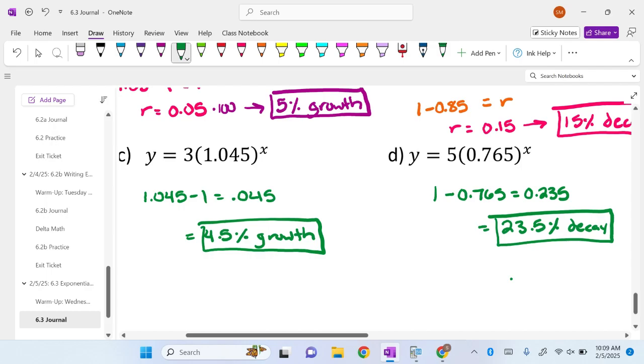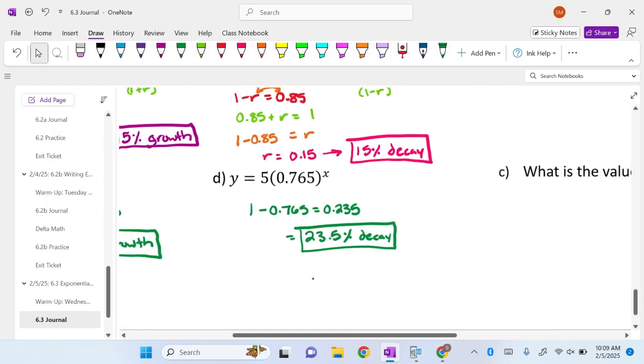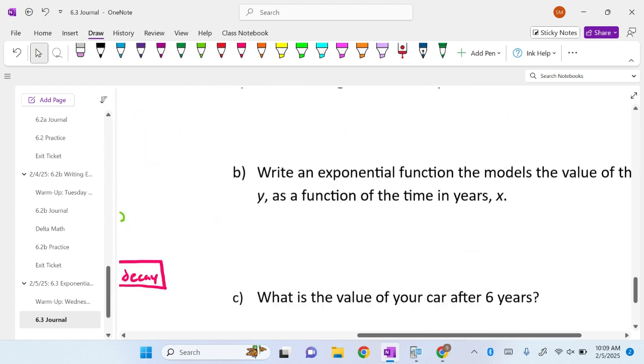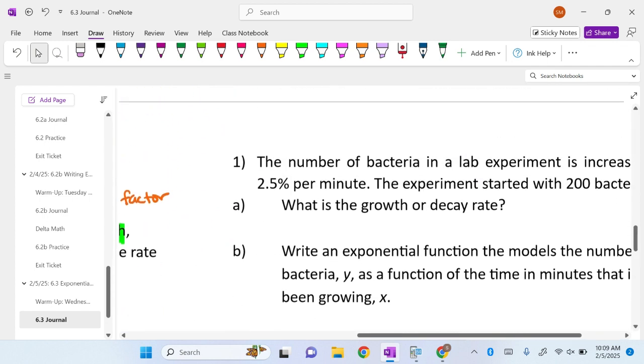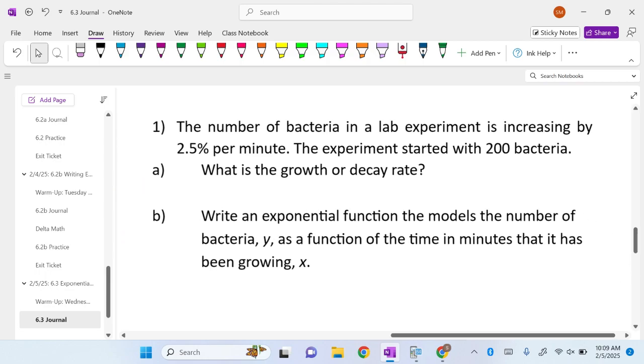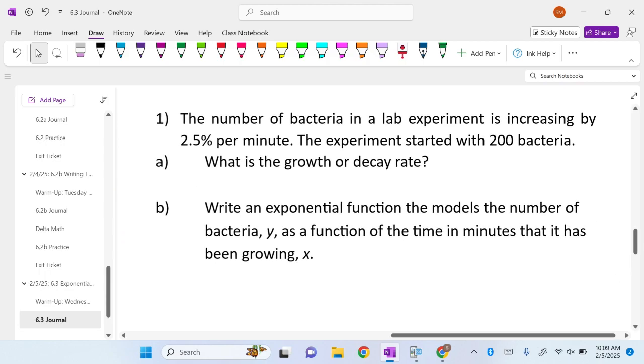All right. So now the next thing we're going to do is actually look at some actual exponential growth and decay word problems. So we're basically going to take the skills that we just did from the previous two and put them in terms of the word problems. So let's look at word problem number one.